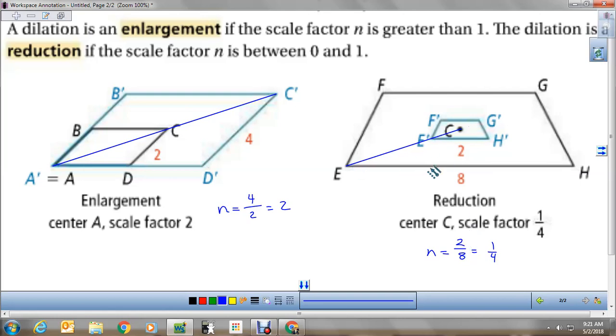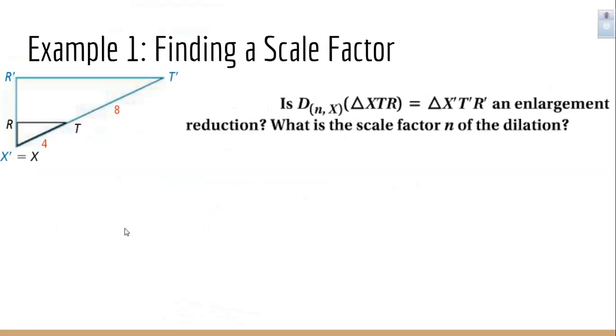So there's a couple ways to find that. Remember, it is the image distance over pre-image distance. All right, so let's look at the first example, finding the scale factor. Is the dilation of n of x, x is our center of dilation, of triangle XTR equal to triangle X prime T prime R prime an enlargement or reduction? And then what is the scale factor?